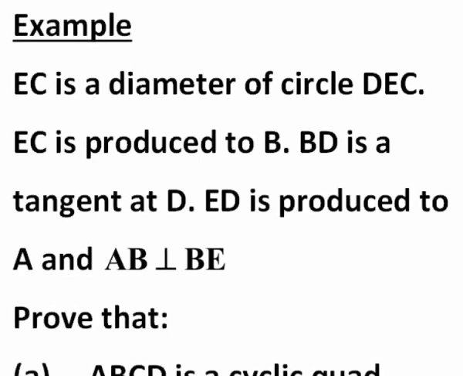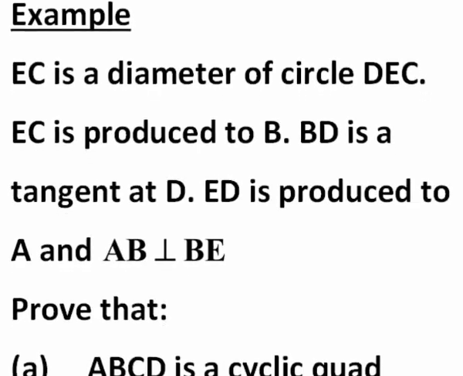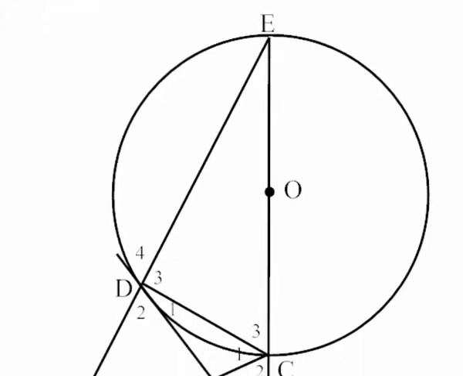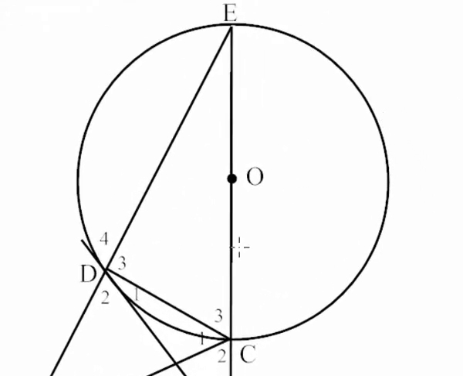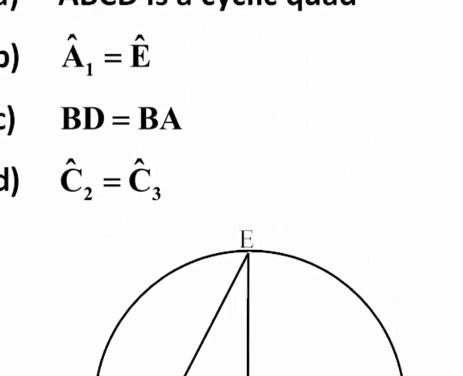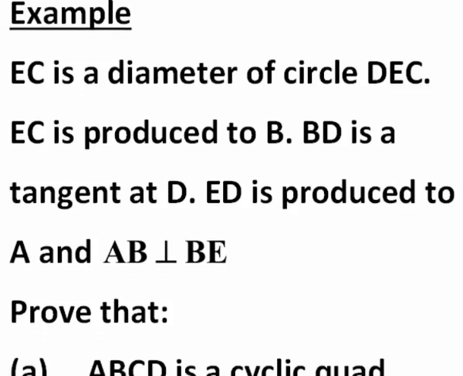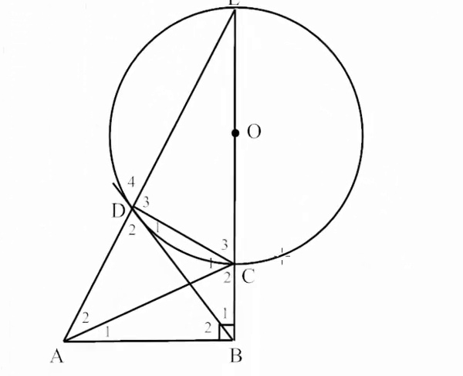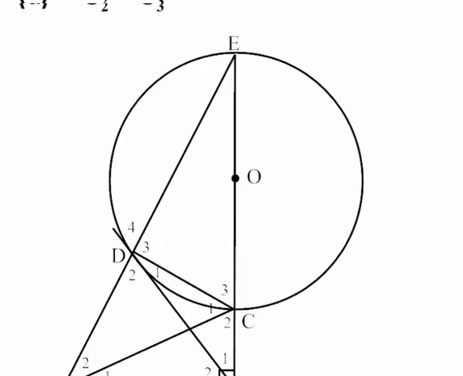Okay, guys, let's have a look at another example. It says EC is a diameter of circle DEC. So let's have a look at where circle DEC is. Here it is, DEC. So EC is a diameter of circle EDC. So that's great. So there's a whole lot of information there. EC is produced down to B here.